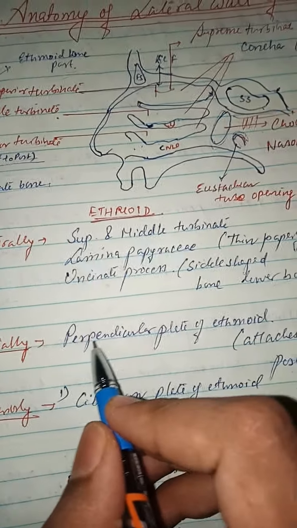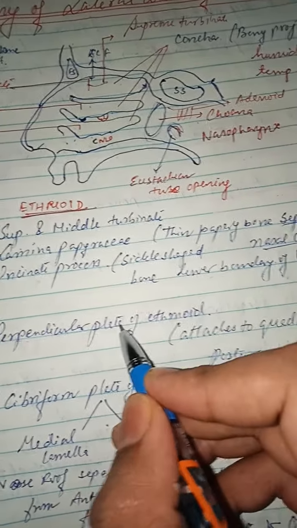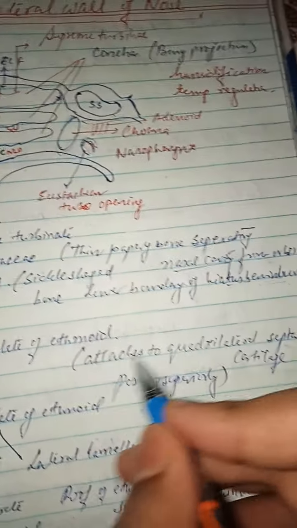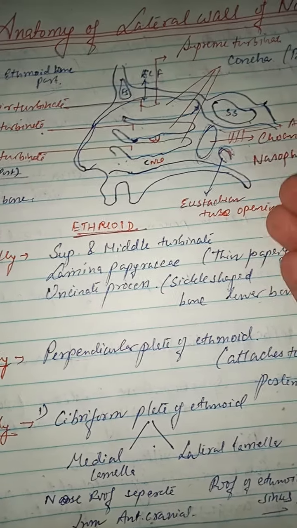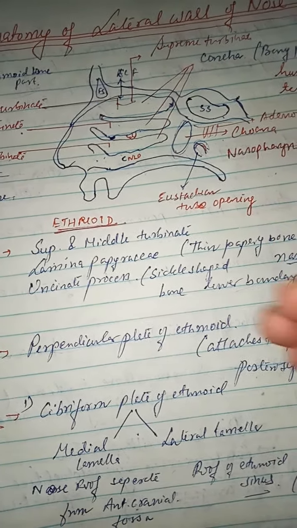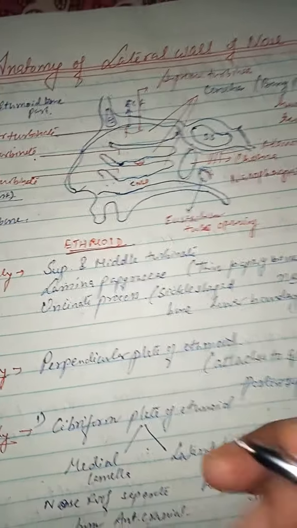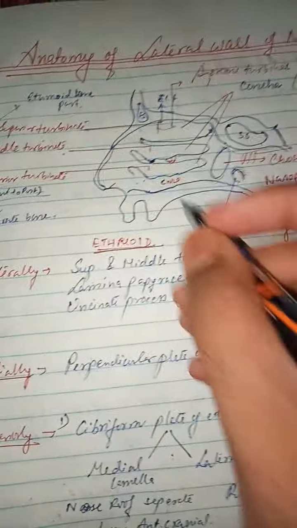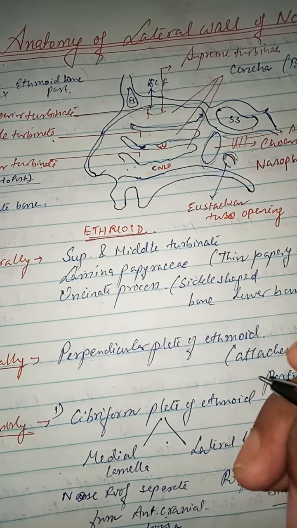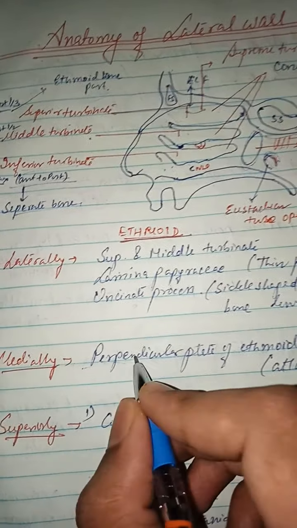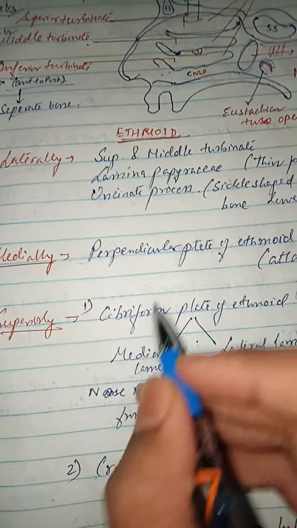Now medially we will find the perpendicular plate of the ethmoid, which attaches to the quadrilateral septal cartilage. Medially there will be septal cartilage, and laterally there are the lateral wall turbinates. So the septum is formed by the perpendicular plate of the ethmoid.